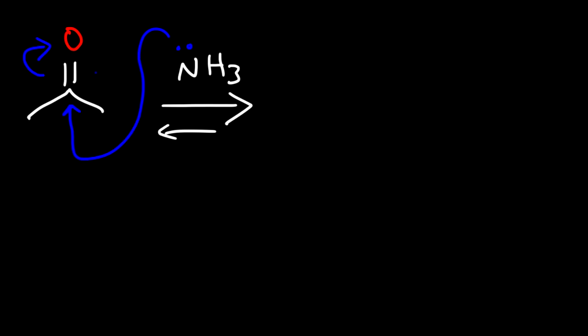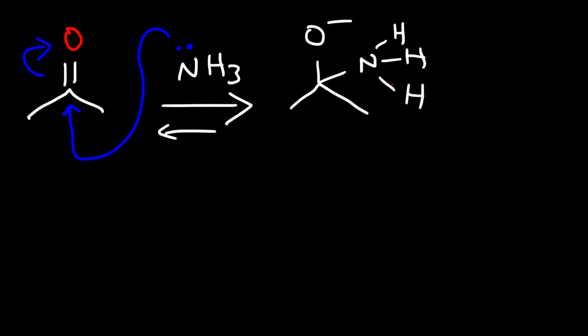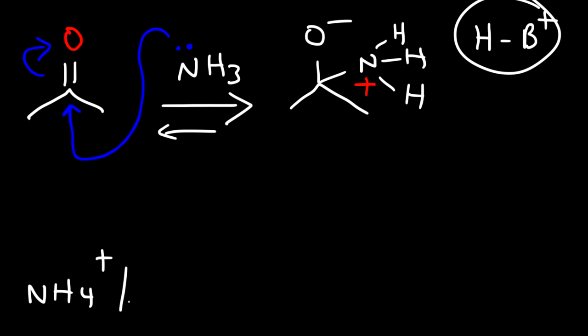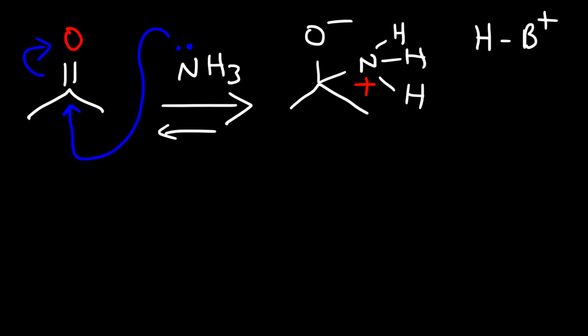So ammonia is going to attack the carbonyl carbon, giving us an intermediate that looks like this. So right now, the nitrogen atom has a positive formal charge. And then the oxygen is going to accept a proton from the solution. This represents an acid. The acid could be NH4 plus, it could be H3O plus if we're using water as a solvent. So it's just a generic way of expressing an acid. So the oxygen with a negative charge will take a hydrogen from a weak acid, turning it into an OH group.